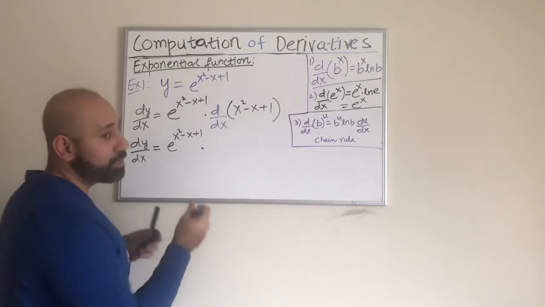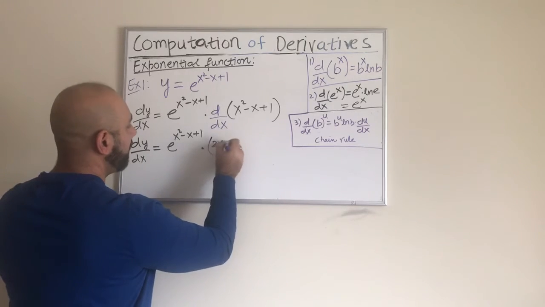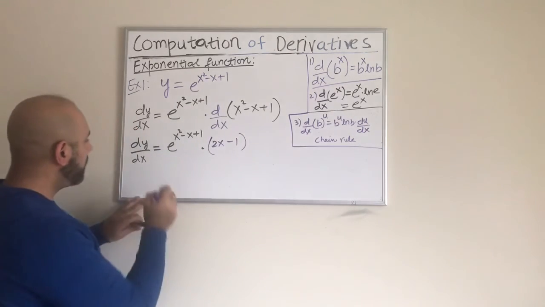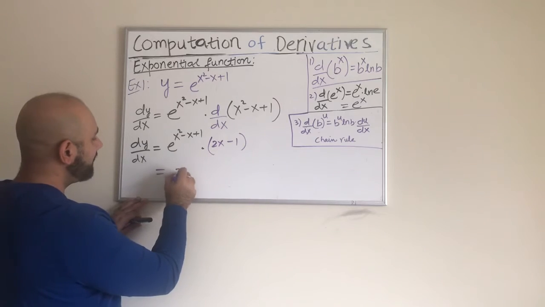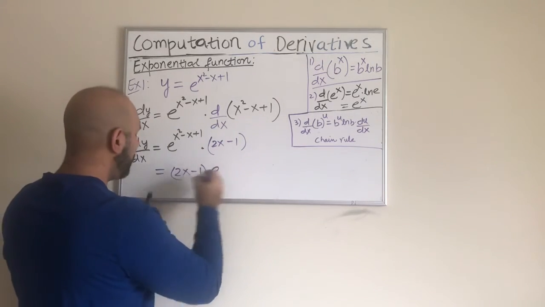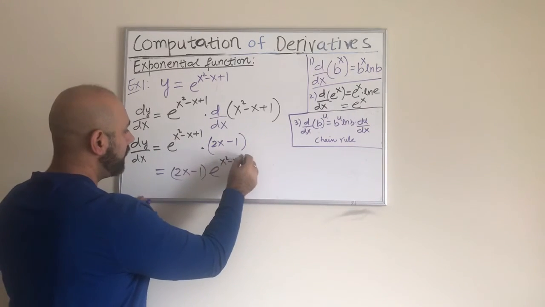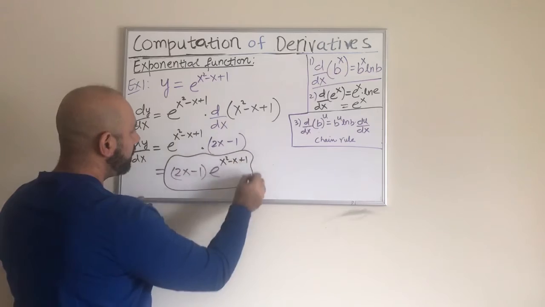There are 3 pieces. We simply have to use the power rule. Nothing really crazy here. So it's 2x minus 1. The derivative of 1 is 0, guys. Sometimes we also like to rewrite this with 2x minus 1 up front, the algebraic function in the front, and then e to the power x squared minus x plus 1. So guys, this right here is the derivative of this function.